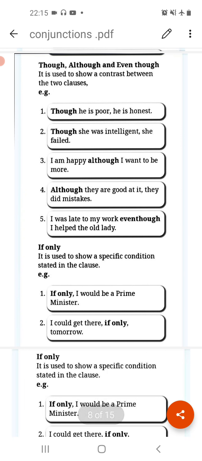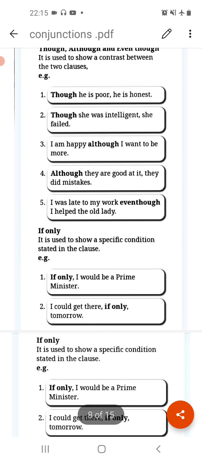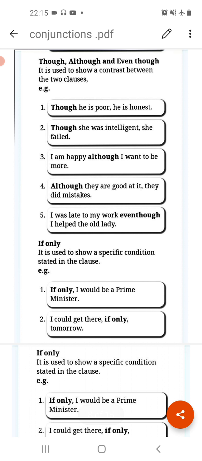So, our next conjunction is though, even though, although. Now, though, although, even though is used to show a contrast between the two clauses. So, whenever you are comparing two clauses, then you use these three conjunctions, like you are joining one positive and one negative. Like, though he is poor, he is honest.